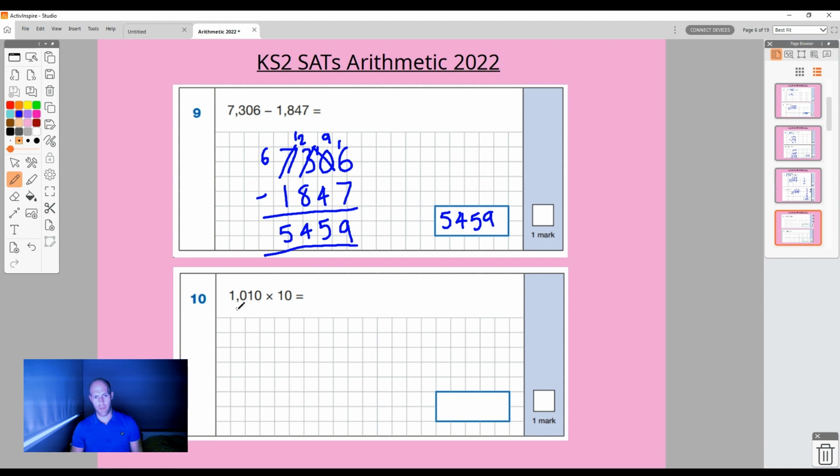Multiply by 10. I'm just going to look at this number. A bit of number sense here. 1,000 and something times by 10. 1 times 10. It's going to be 10,000 and something. I'm going to use a place value table. 1, 0, 1, 0.